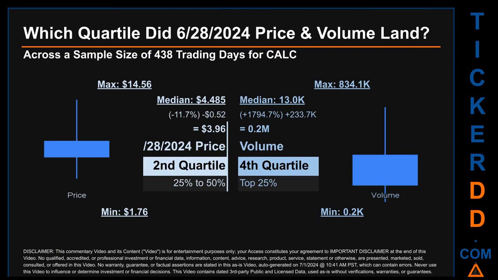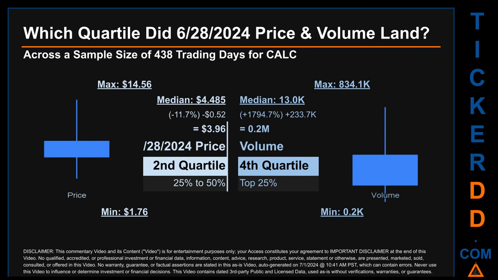Which quartile did June 28, 2024 price and volume land? Across a sample size of 438 trading days, the maximum end-of-day price for CALC was $14.56 while the minimum was $1.76. Within that price range, June 28, 2024 price, of $3.96, landed within the second quartile, putting it within the 25% to 50% range of all sampled end-of-day prices. The day's volume landed within the fourth quartile, marking it within the top 25% of all sampled daily volume, which saw a max daily volume of 834.1 thousand and a minimum of 0.2 thousand.